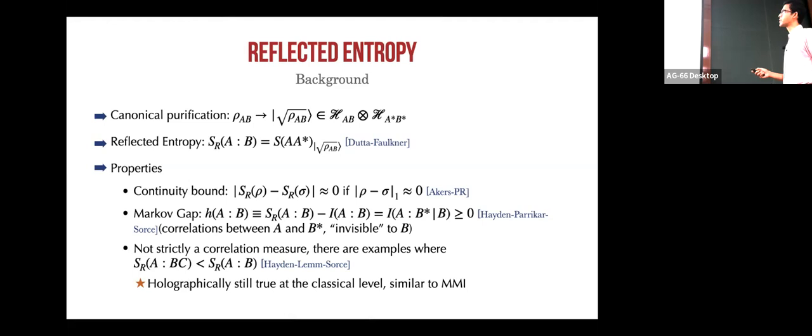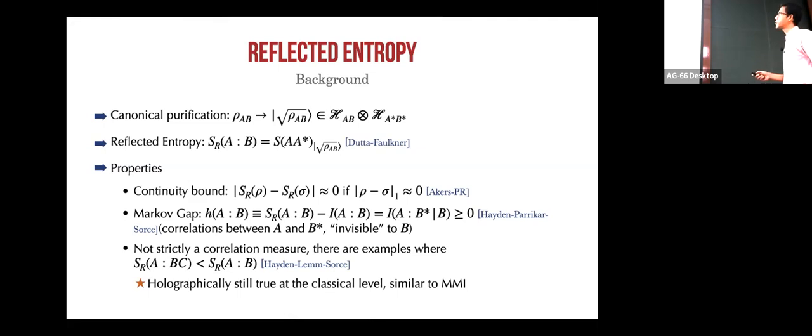This is the same process that takes the thermal state to the thermofield double. You just think of the operator in terms of a state in a doubled Hilbert space, where you have the Hilbert space on AB and another doubled copy A star B star. This is a proper purification. The square root ensures that it's a proper purification of the original state.